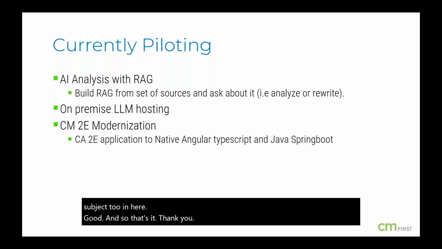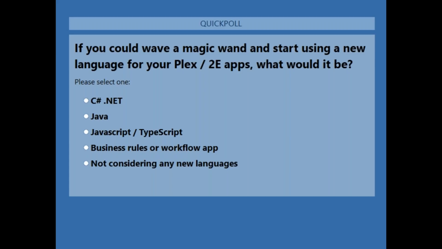On the heels of Kiyoshi's talk, we've got another poll question for you. It's a really good one. If you could wave a magic wand and start using a new language for your Plex or TUI applications, what would that language be? Would it be C#, .NET? How about Java? How about JavaScript or TypeScript? Would it involve business rules or a workflow app, or not considering any new languages?